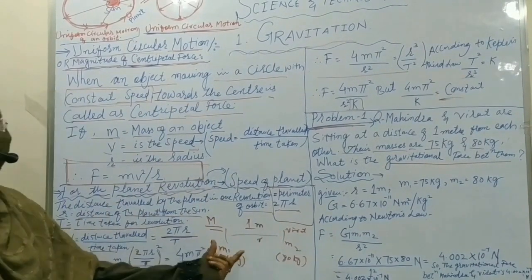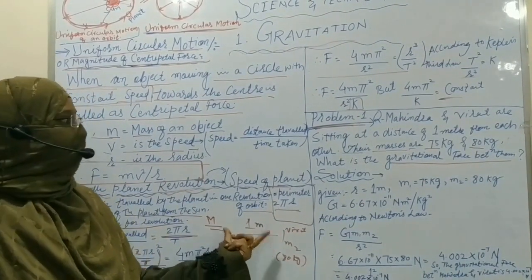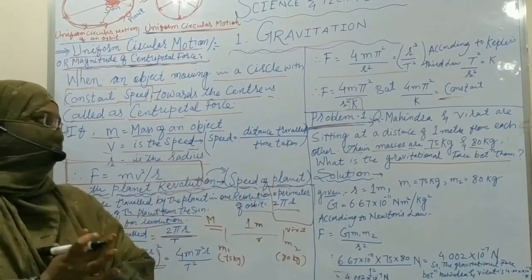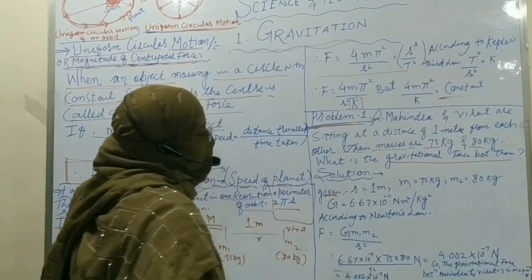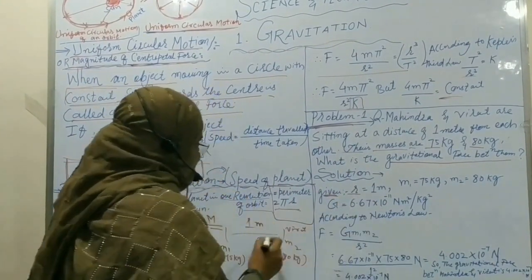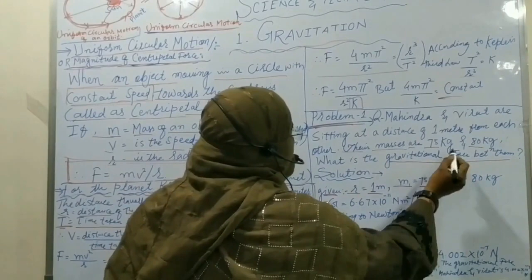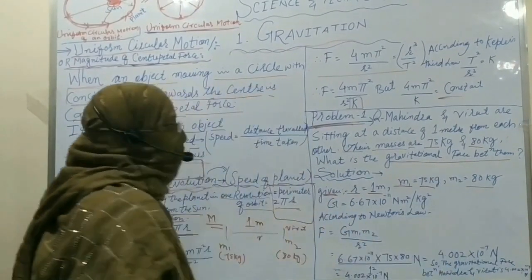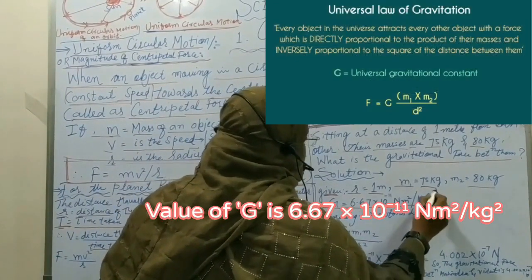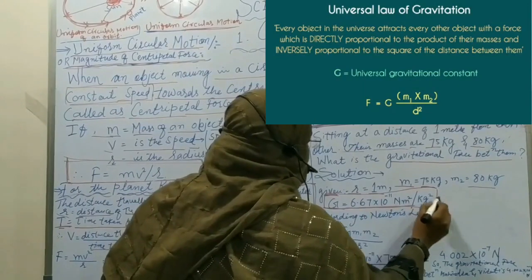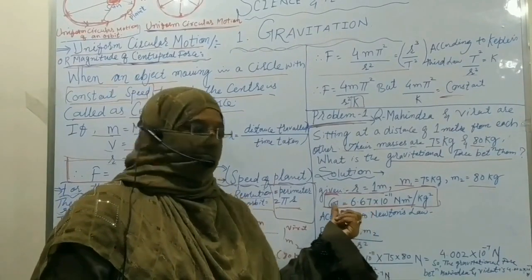So we have to calculate the force of attraction. What will be the force of attraction, or the gravitational force, between the two boys? Solution: we will write the given values here. R is the distance, that is 1 meter. M1 is 75 kilogram, and M2 is 80 kilogram. And G is the gravitational constant. This value we always have to use. It is constant, it cannot be changed. So we have to use this value in all the formulas.